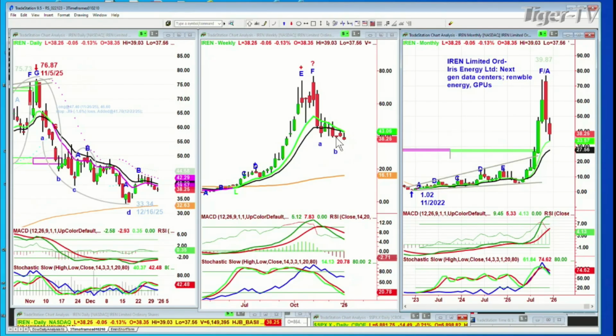But this is in the next generation data centers, renewable energy, GPUs. I think by late January, February, if it can hold the 200-period moving average of 32, it's a 38, 31. I'm not saying it's going to 32. I hope it doesn't, because I kind of like the way it's acting right now. If it's able to trade between 44 and say 36, and sometime in January it starts to move into the 48, 50 area, that'll be the turnaround that says, okay, it's getting ready for another big move up.